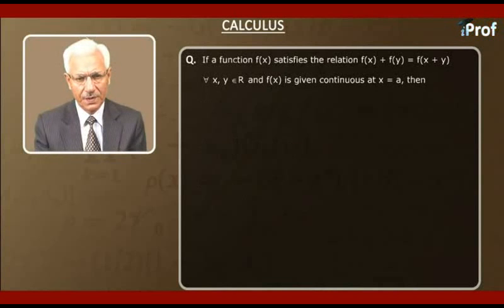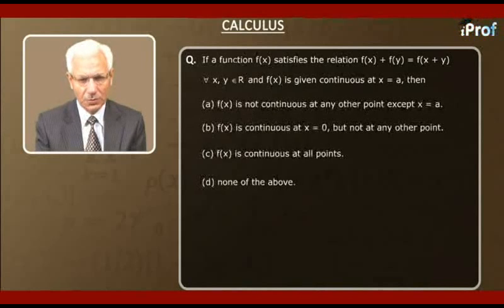Next question is: if a function f(x) satisfies the relation that f(x) + f(y) is equal to f(x + y) for all x, y belonging to R, and f(x) is given to be continuous at x equal to a, then the options are: A, f(x) is not continuous at any other point except x equal to a. B, f(x) is continuous at x equal to 0 but not at any other point. C, f(x) is continuous at all points.